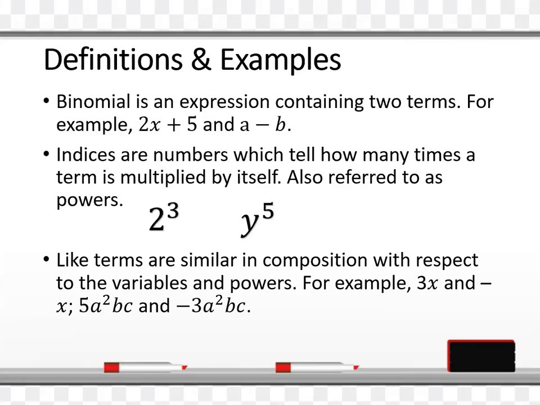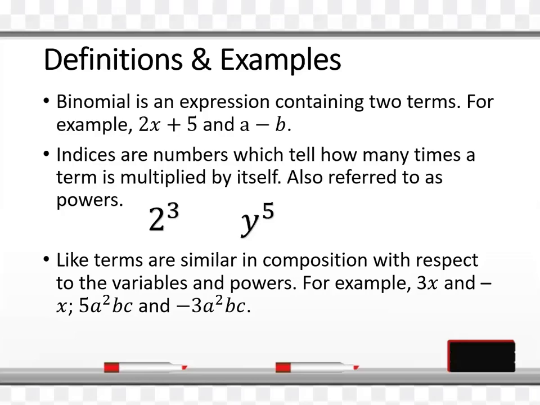Like terms are terms that are similar in composition with respect to the variables and the power to which each variable is raised. For example, 3x and negative x have a similar variable and power, so they are like terms. 5a squared bc and negative 3a squared bc are also like terms.